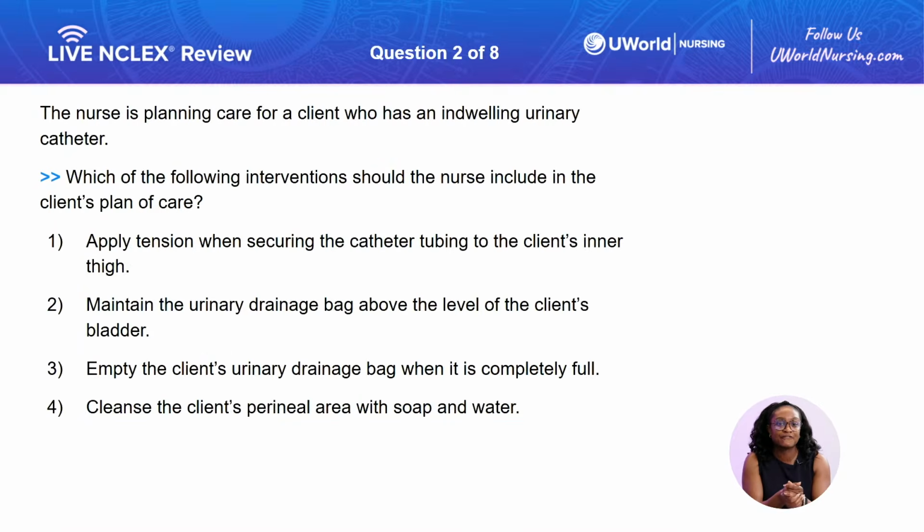The nurse is planning care for a client who has an indwelling urinary catheter. Which of the following interventions should the nurse include in the client's plan of care? Option 1, apply tension when securing the catheter tubing to the client's inner thigh. Option 2, maintain the urinary drainage bag above the level of the client's bladder. Option 3, empty the client's urinary drainage bag when it's completely full. Or option 4, cleanse the client's perineal area with soap and water. Let me know what you think down in the chat.